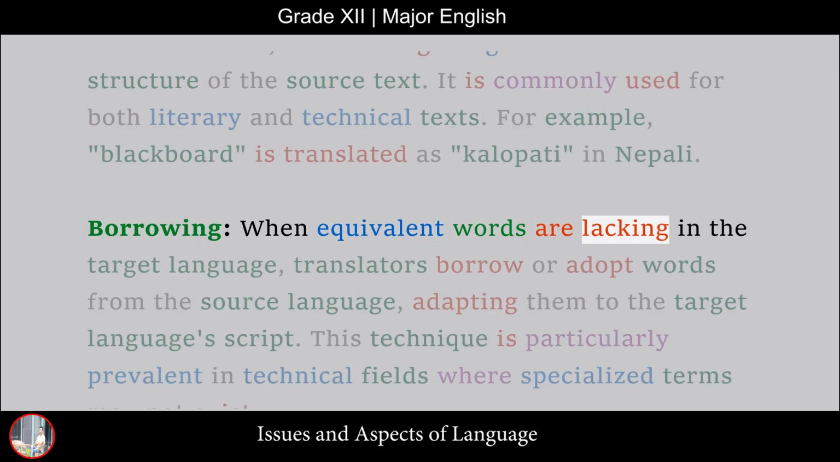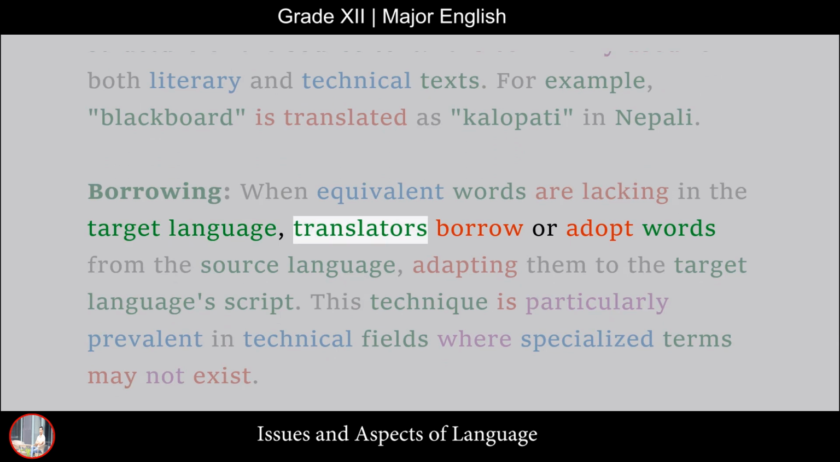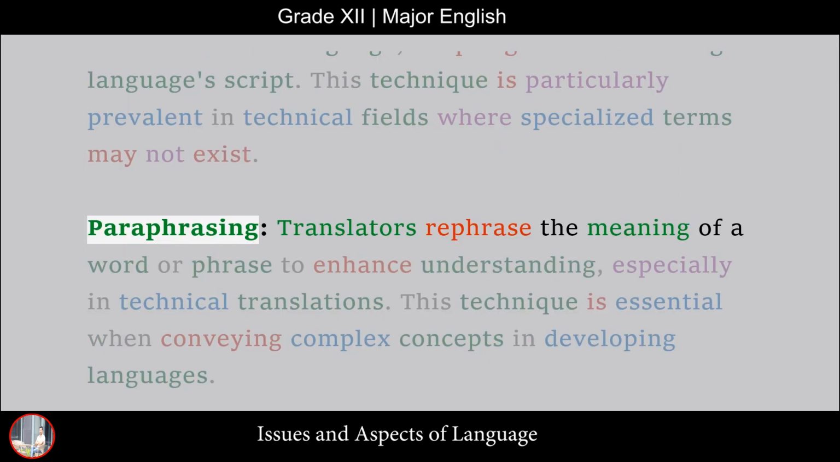Borrowing. When equivalent words are lacking in the target language, translators borrow or adopt words from the source language, adapting them to the target language's script. This technique is particularly prevalent in technical fields where specialized terms may not exist.